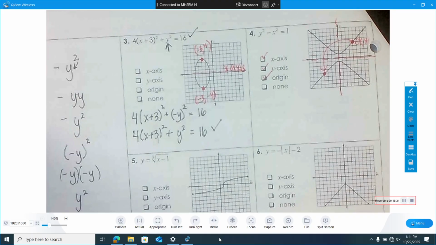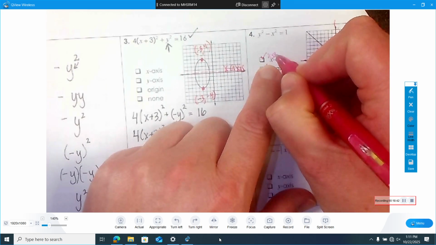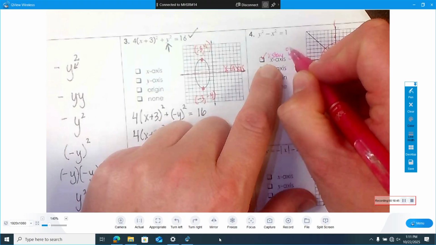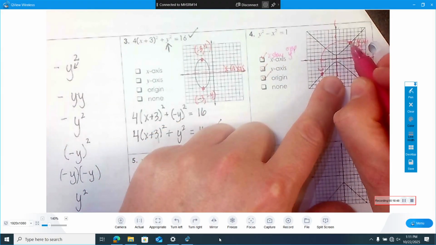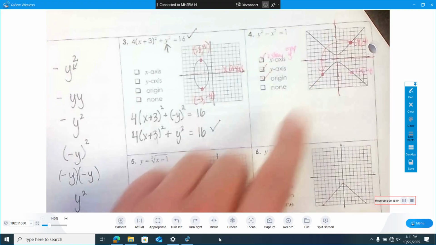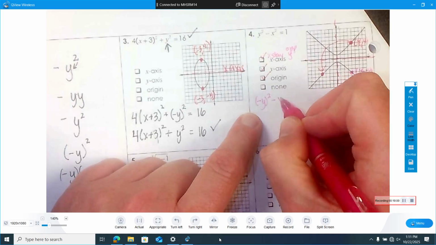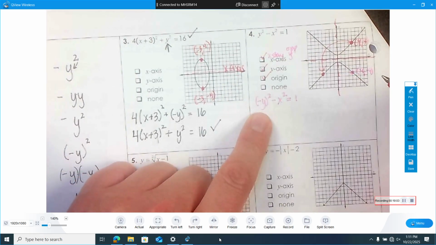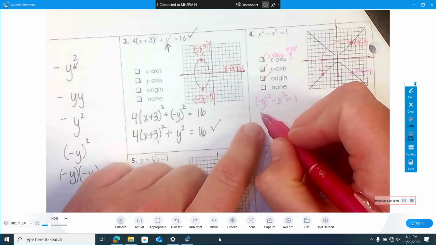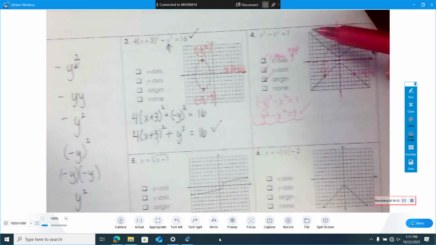Let's see. So to test for x-axis symmetry, what do we do? The y, yeah. So in x-axis symmetry, the x stays, but the y becomes the opposite. So again, if you think about the point, that would be down here for negative 4. So the y became the opposite. So that's what I'm going to do for the x-axis symmetry. So negative y squared minus x squared equals 1. And what is negative y quantity squared? Positive y squared. Okay. So that one checks out. That's exactly what we started with.